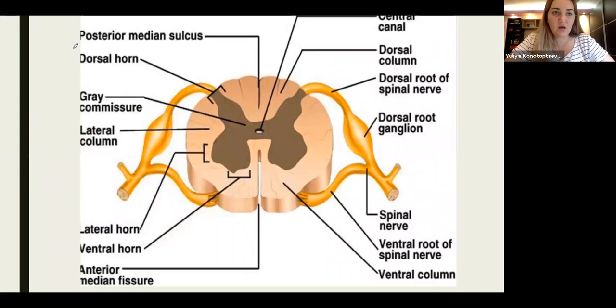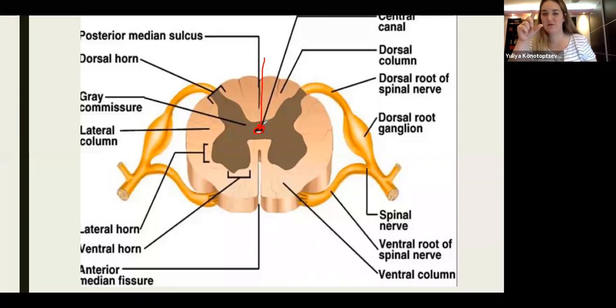Inside of the spinal cord, you can find a canal. This canal is known as the central canal. Central canal is the place where cerebrospinal fluid will be present. Cerebrospinal fluid flows into the central canal from the medulla oblongata, because you remember, right? Medulla continues as spinal cord.